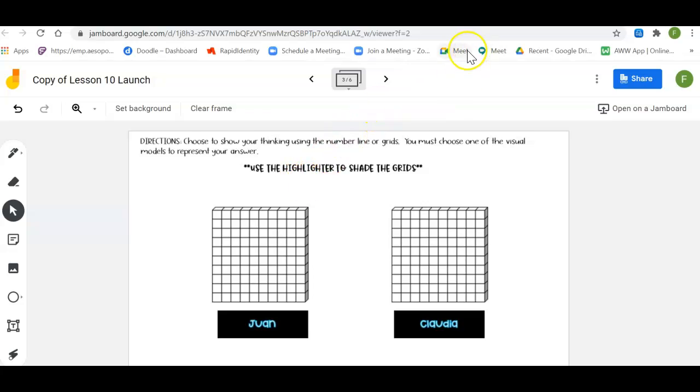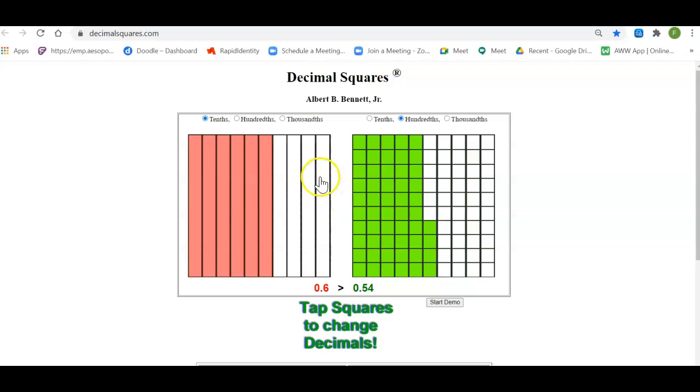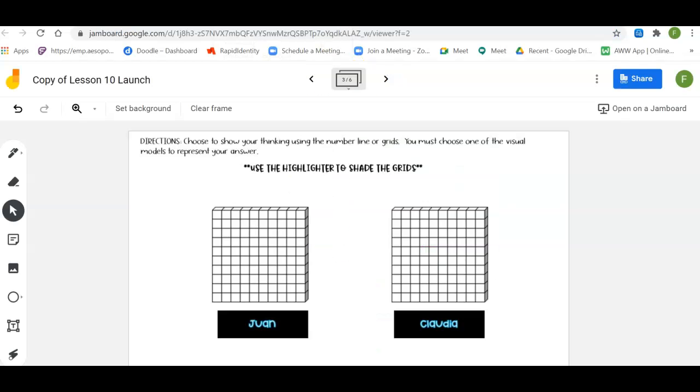And this is pretty much going to be just like the decimal squares that we did here. So I'm doing this 54/100 for Juan and the 6/10 for Claudia. So 54, I want to use the highlighter too for that. And I get to pick my color. So 54/100. And I'll just drag that all the way down.